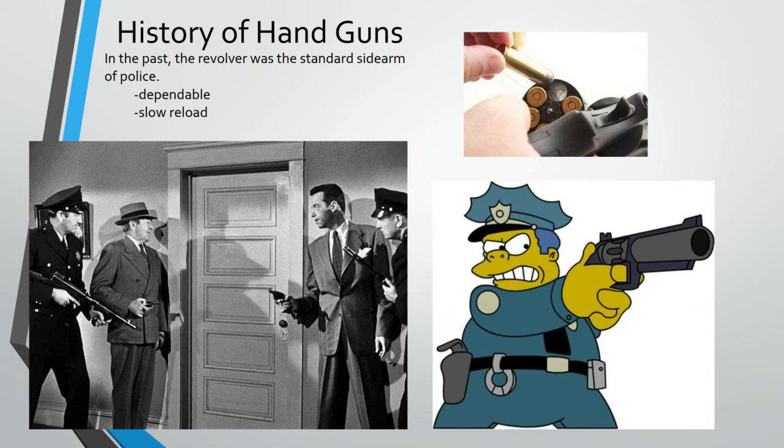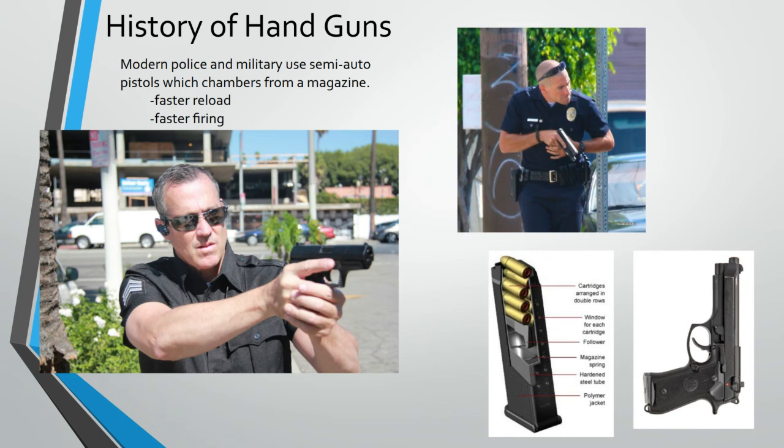A little history of handguns. Originally, the original guns were revolvers. They're dependable for the police. They always fire. And they're really slow to reload. It was a downfall. Since then, newer pistols were created, which are much faster to reload because of the invention of this cartridge. The cartridge holds 12 or 13 rounds, can be inserted into the handle quickly and reloaded. So they're faster firing and faster to reload.